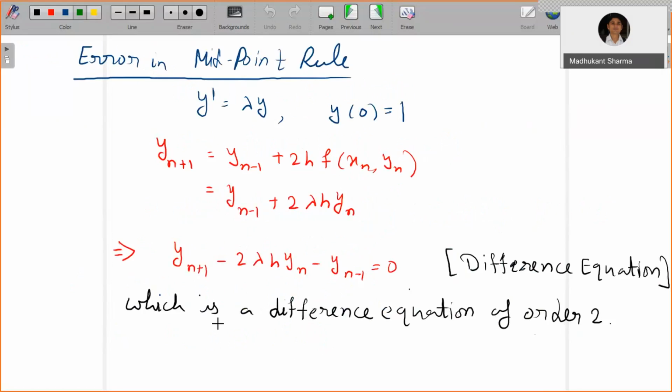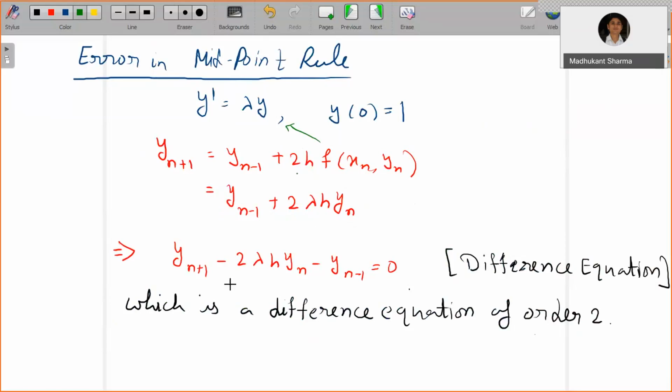Now let's look at the midpoint rule for the same test equation. We recall the method is y_{n+1} = y_{n-1} + 2h f(x_n, y_n). Now use the definition of f(x, y) = lambda y, so f(x_n, y_n) is lambda times y_n. Now y_{n+1} = y_{n-1} + 2h lambda y_n.